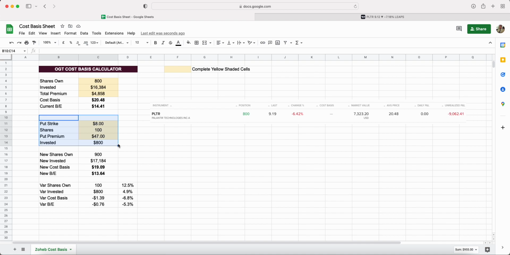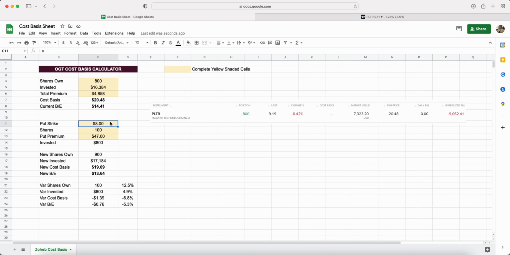And then all you've got to do here is make sure when you redo this, and if you did get assigned, you are always updating your total premium and total invested, because every covered call you sell, every cash secured put you do, still adds to this total premium. So even if I didn't get assigned these shares, I'm still adding $47 to this 48.58. And again, this is assuming I get assigned.